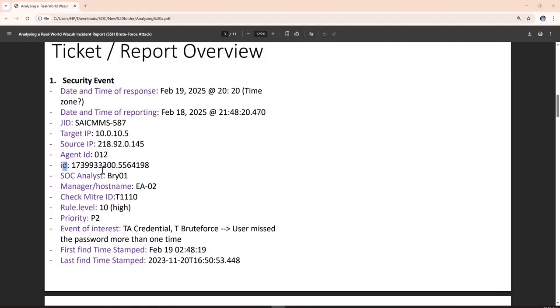The ticket report overview. How it moves from level to level.